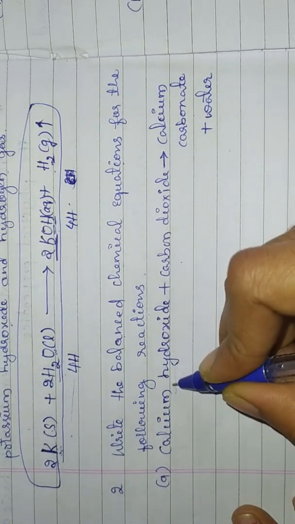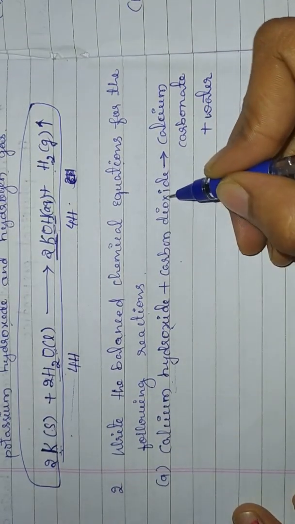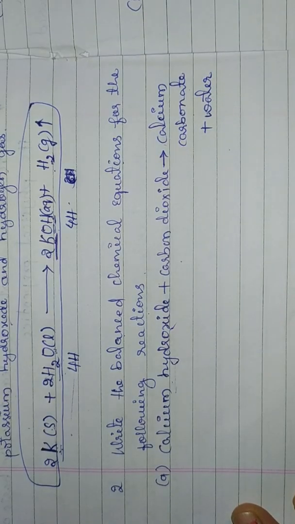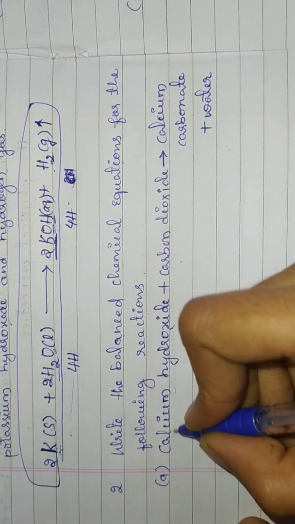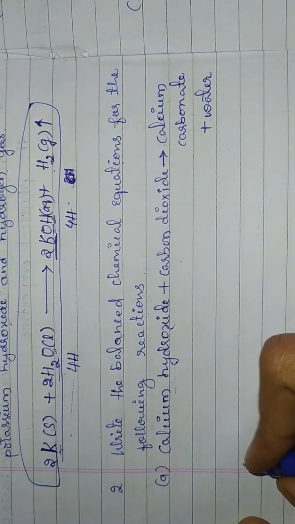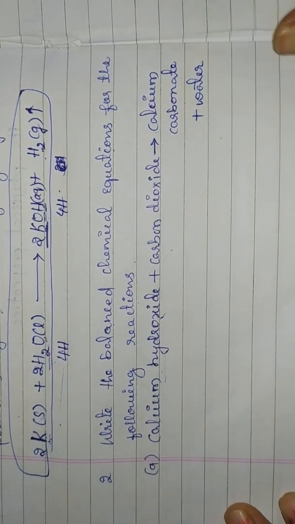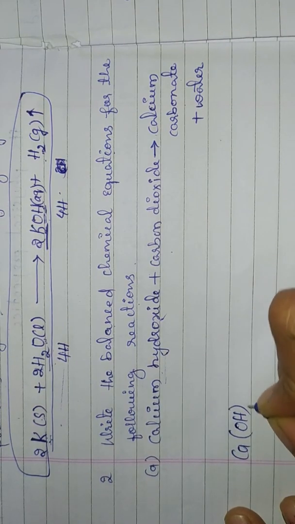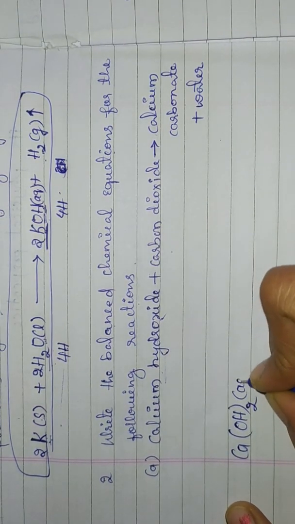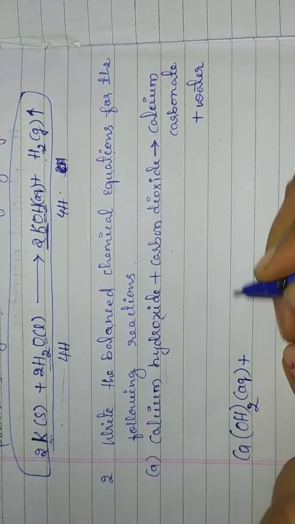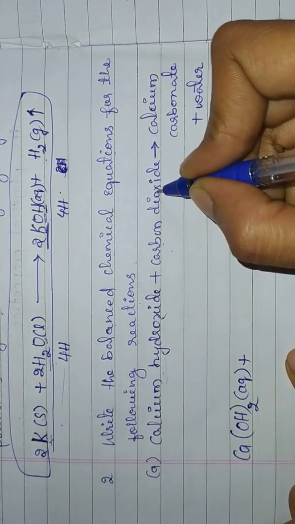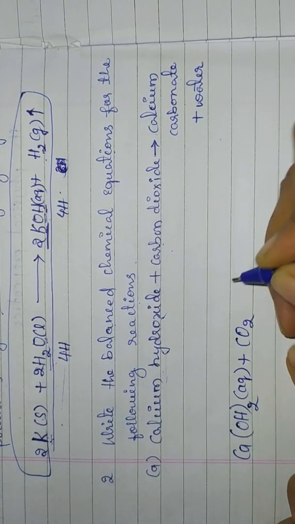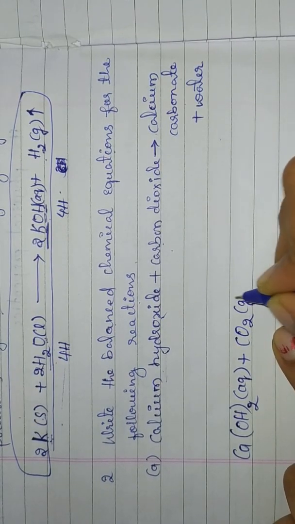See here first question. Calcium hydroxide plus carbon dioxide gives calcium carbonate and water. Okay, now we will write calcium hydroxide. Chemical formula of calcium hydroxide is KOH twice. Okay, it is an aqueous solution. This reacts with the carbon dioxide. Chemical formula of carbon dioxide is CO2. It is a gas.